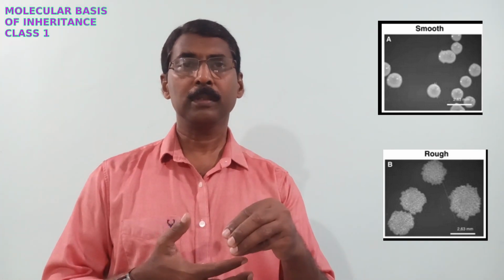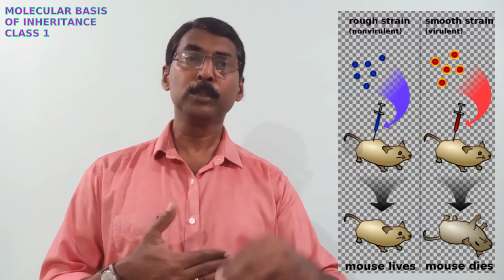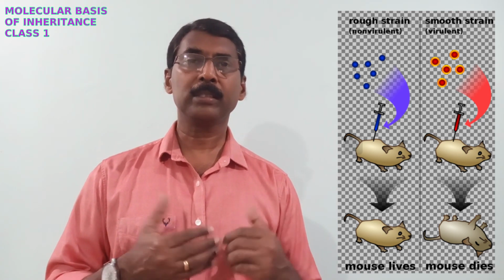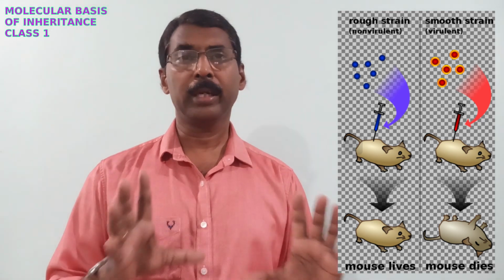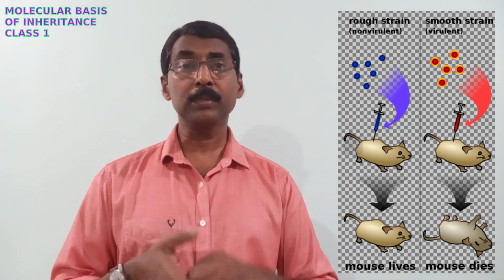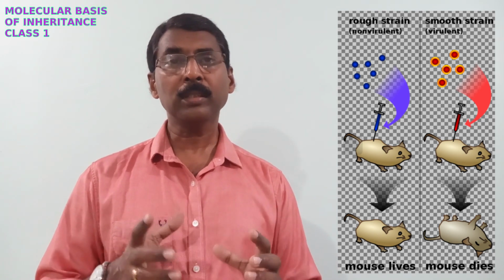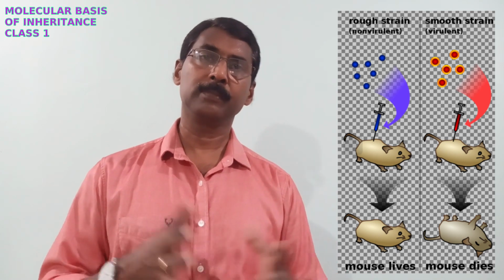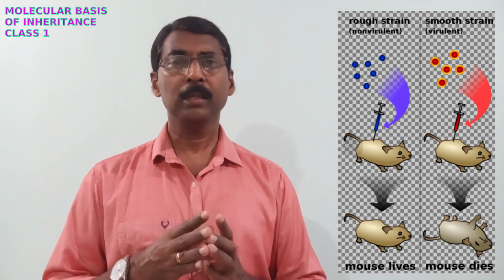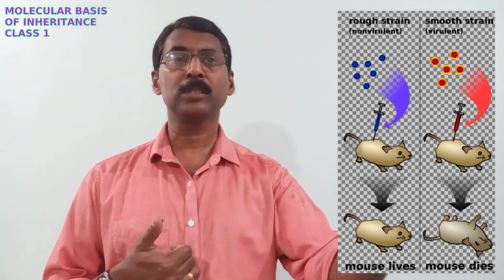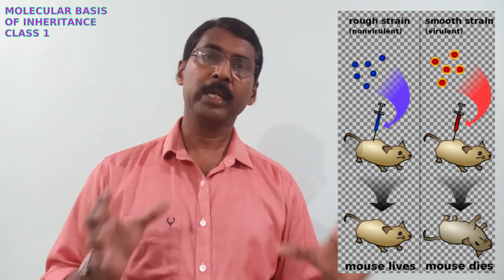As a first step of his experiment, Frederick Griffith injected the smooth strain bacteria and rough strain bacteria into separate mice. Those mice which received smooth strain bacteria contracted pneumonia and they died. But those which received the rough strain bacteria did not get pneumonia and they survived. So from this, one thing is very clear, that the smooth strain alone can cause the disease pneumonia, whereas the rough strain is unable to cause pneumonia.